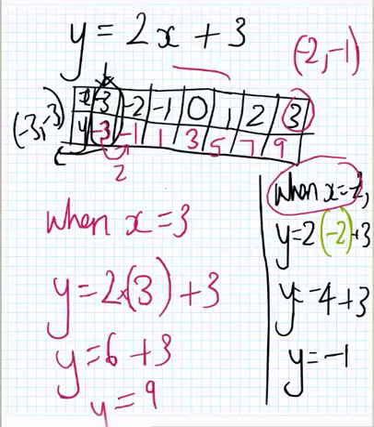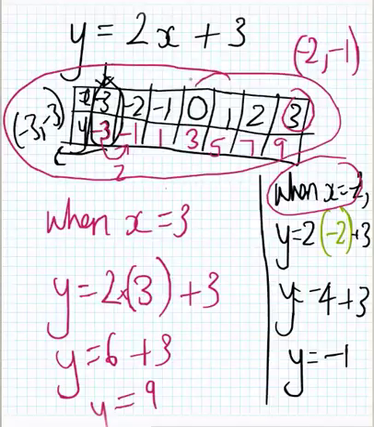And now all you have to do, we've done this one already, is plot these points on a graph. And it will give you the straight line that belongs to this equation. And that is how we use a table of values.